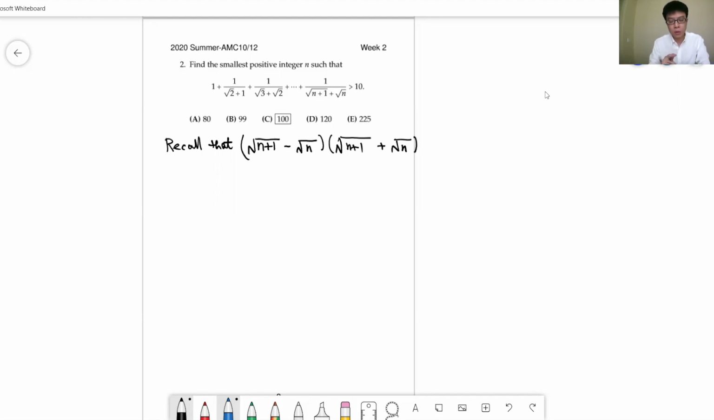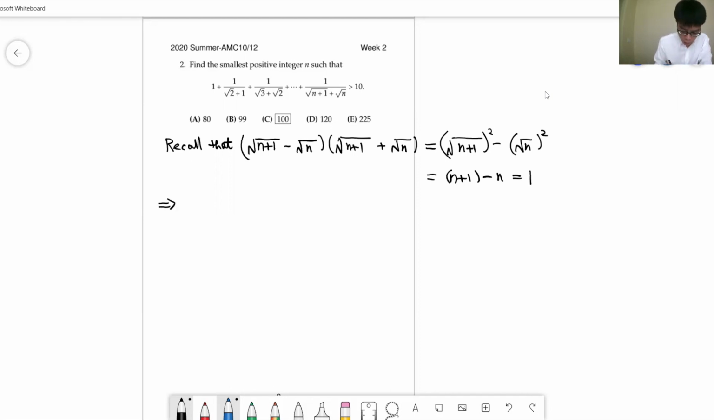This corresponds to the difference of two squares. This is the square of the first term minus the square of the second term. And we see this is n plus 1 minus n, which is 1. From here, we can express 1 over (square root of n plus 1 plus square root of n) in terms of square root of n plus 1 minus square root of n.